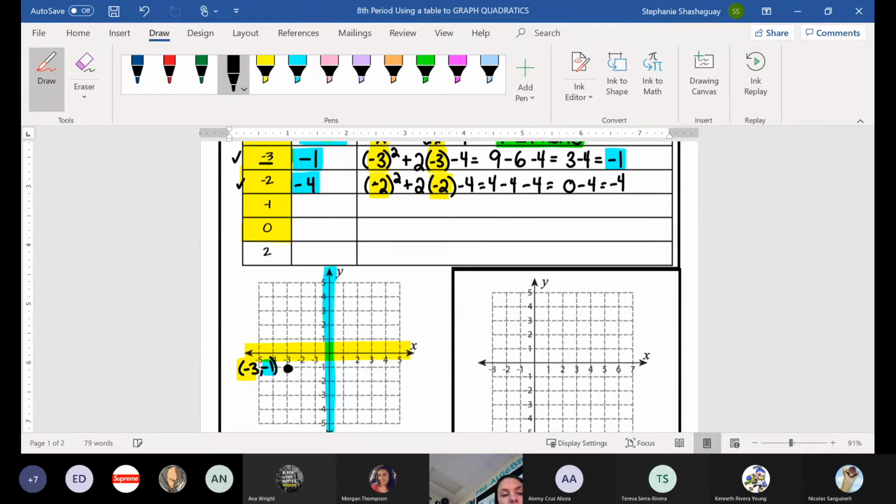Now we need to graph negative 2, negative 4. So negative 2 down to negative 4. I'm going to put my point and I'm going to label it negative 2, negative 4.